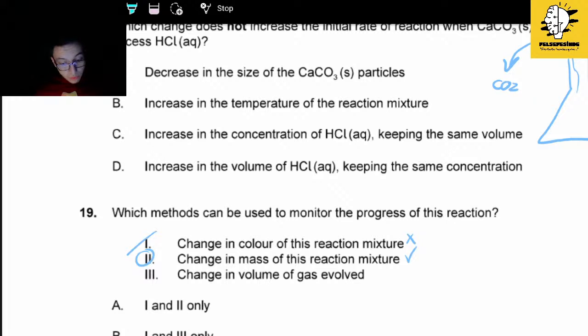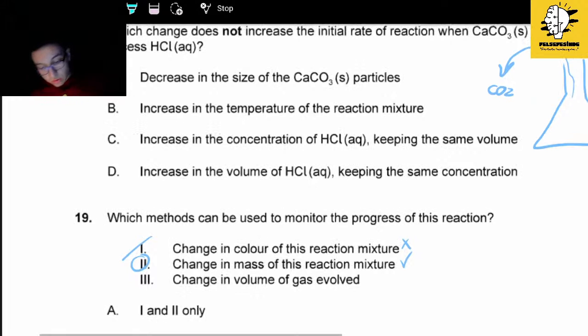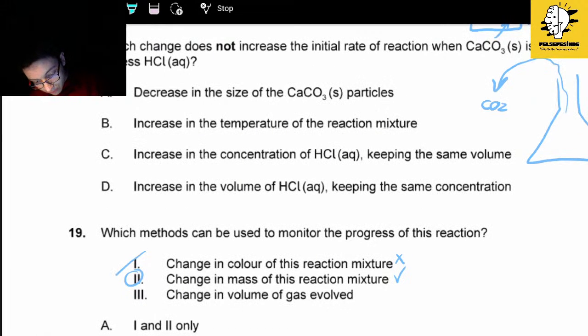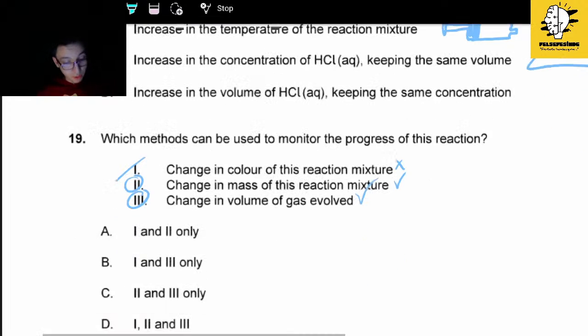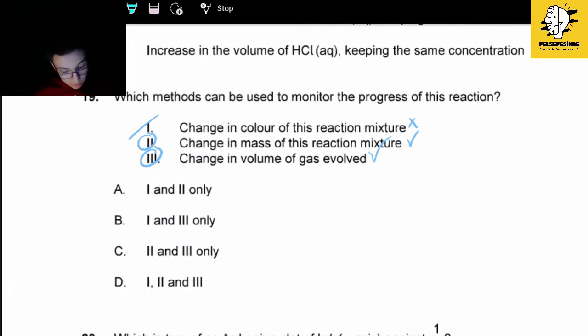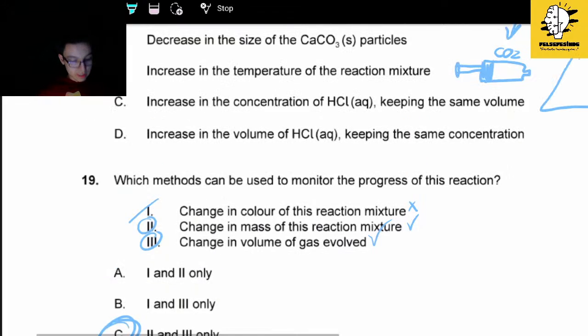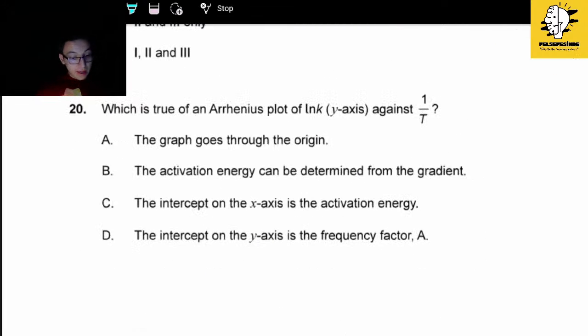Change in volume of gas evolved. So if we were to keep it with a syringe, we would definitely be able to collect it. So there will be a change in volume of gas evolved due to carbon dioxide, and our answer would be C. And here we have: which is true of an Arrhenius plot of ln k on the y-axis against 1 over T?